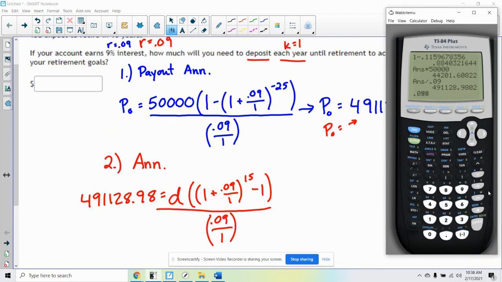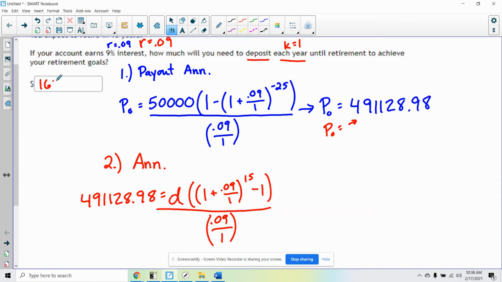So I'll go with 0.09 divided by 1, that plus 1 raised to the power of 15, minus 1. That's the top, divided by 0.09. So this equals D times that. So I'll just take that number, 491,128.98 divided by that number. I get 16,727.30. And that is your answer.